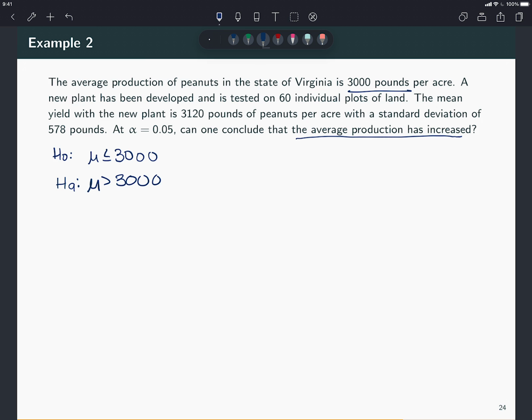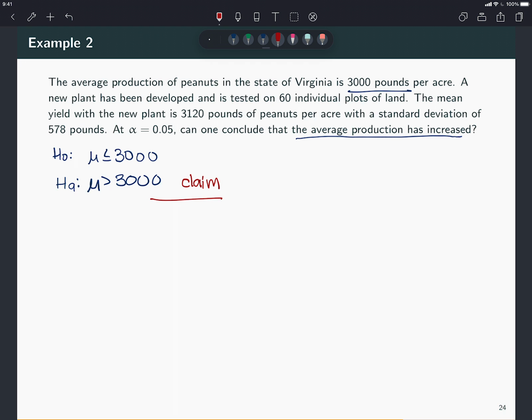So one of these two is the claim we want to test, and I'm going to write it down like this. So the claim is HA, right? That we're testing if the average production increased. It's more than 3,000. So the claim is not H0, it is HA.